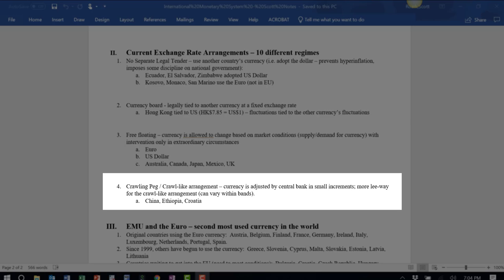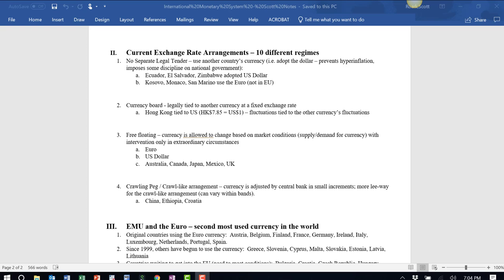So China is the preeminent example of a crawling peg, and the book also mentions countries like Ethiopia and Croatia. But China would be the prototypical example of the crawling peg. You should know that the euro, dollar, and these other countries have free floating. Hong Kong would be the typical example of the currency board, and then Ecuador, El Salvador, for using another country's currency as your own, where you could also think about some of these countries near Europe, not in the EU, but near these European countries that use the euro.